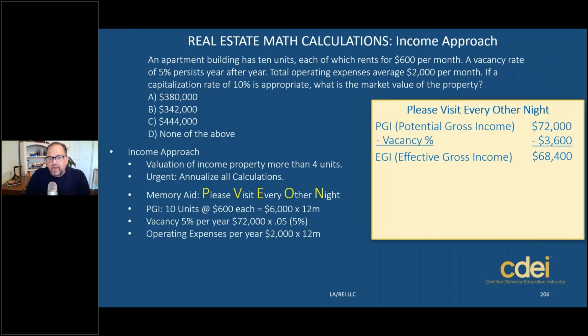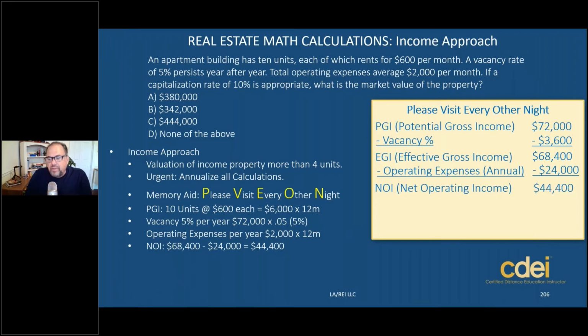So Other stands for operating expenses. Remember, the operating expenses are annualized. We're at 2,000 per month times 12, which gives me 24,000 total dollars annually in expenses. If I subtract that from my effective gross income, I get my Night. The N in Night stands for net operating income, which is going to be $44,400.